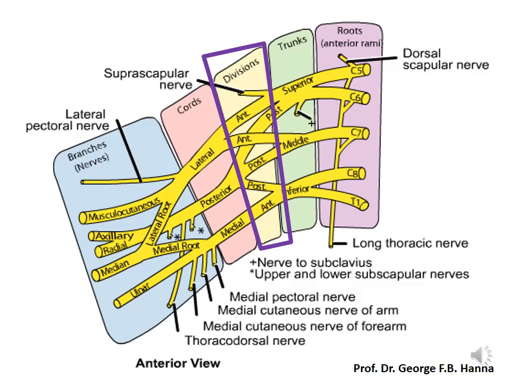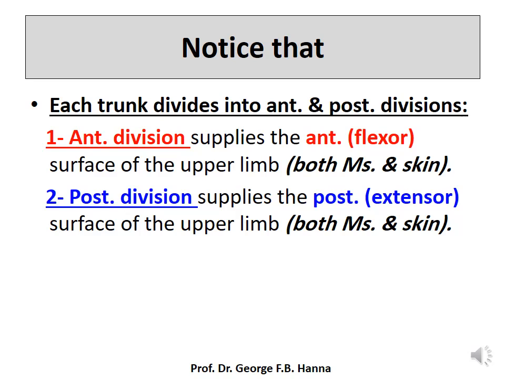Now, why does this happen? Notice that each trunk divides into anterior and posterior divisions. The anterior division supplies the anterior or flexor surface of the upper limb, both muscles and skin, both motor and sensory fibers. Also, the posterior division of each trunk will supply the posterior or extensor surface of the upper limb, also both muscles and skin.